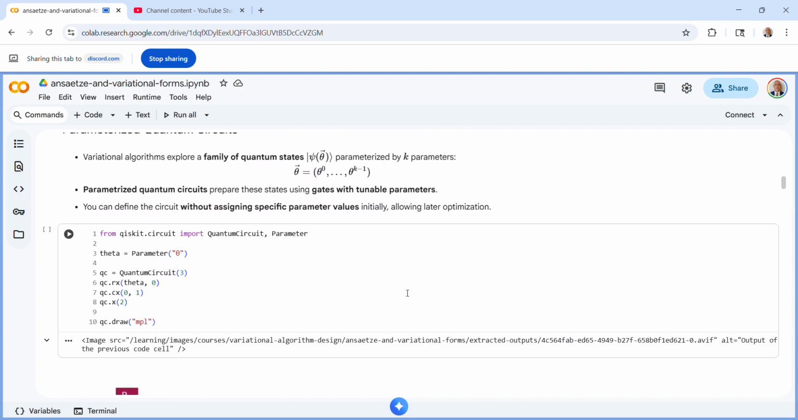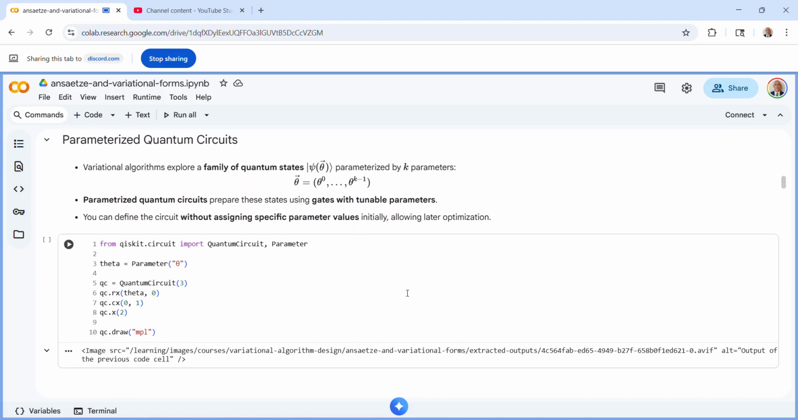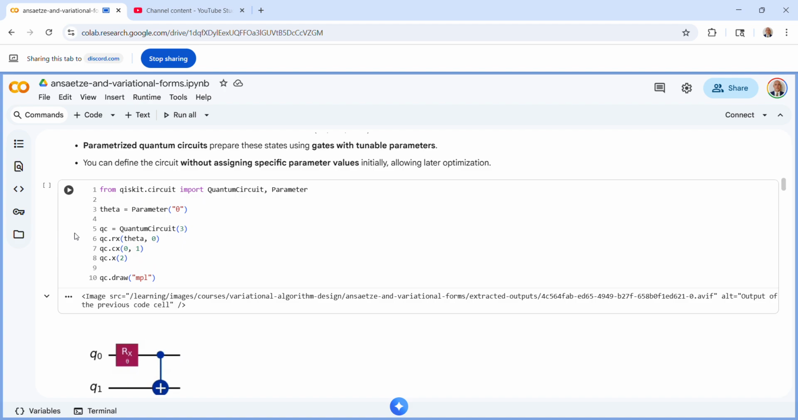So parameterized quantum circuits: we have a set of variational algorithms that we encode these states, that psi of theta, where we start with a 0 input state and we parameterize the encoding of the features. So in this code here, we import QuantumCircuit, which is how we normally do our quantum circuit, and another class that we import here is Parameter. We set theta as a Parameter theta, and then we're going to encode our information on qubit 0 by theta.